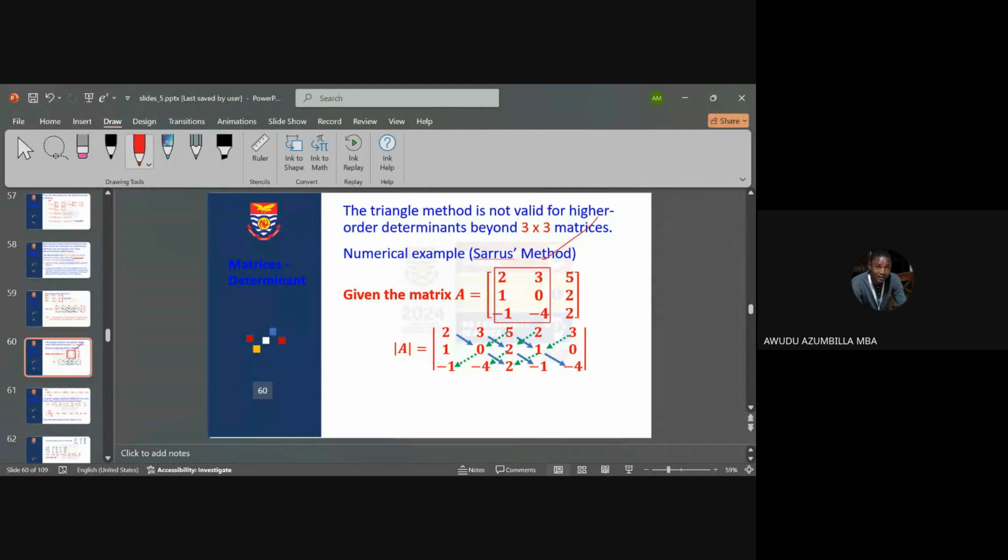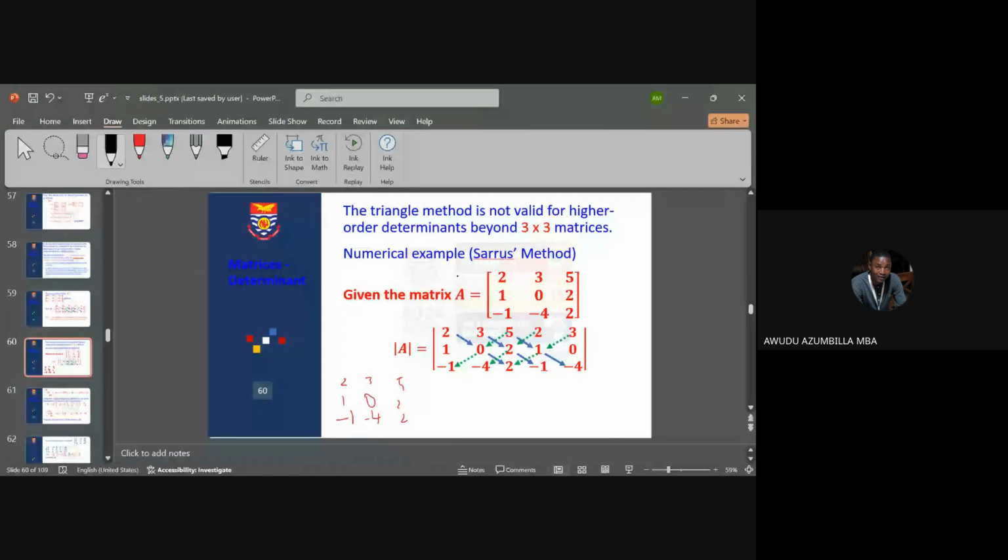So I have 2, 1, minus 1. And I also have 3, 2, 0, minus 4. And I also have 5, 5, 2, 2. This is my first matrix. This is the matrix that I have.